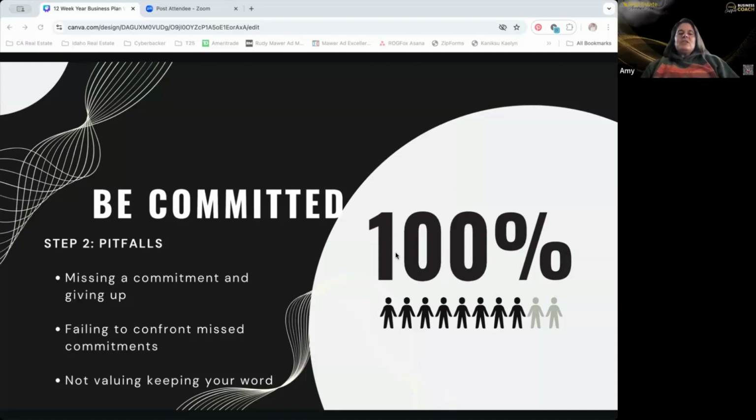And one of the last pitfalls that we might encounter is that we make promises that we can't keep.